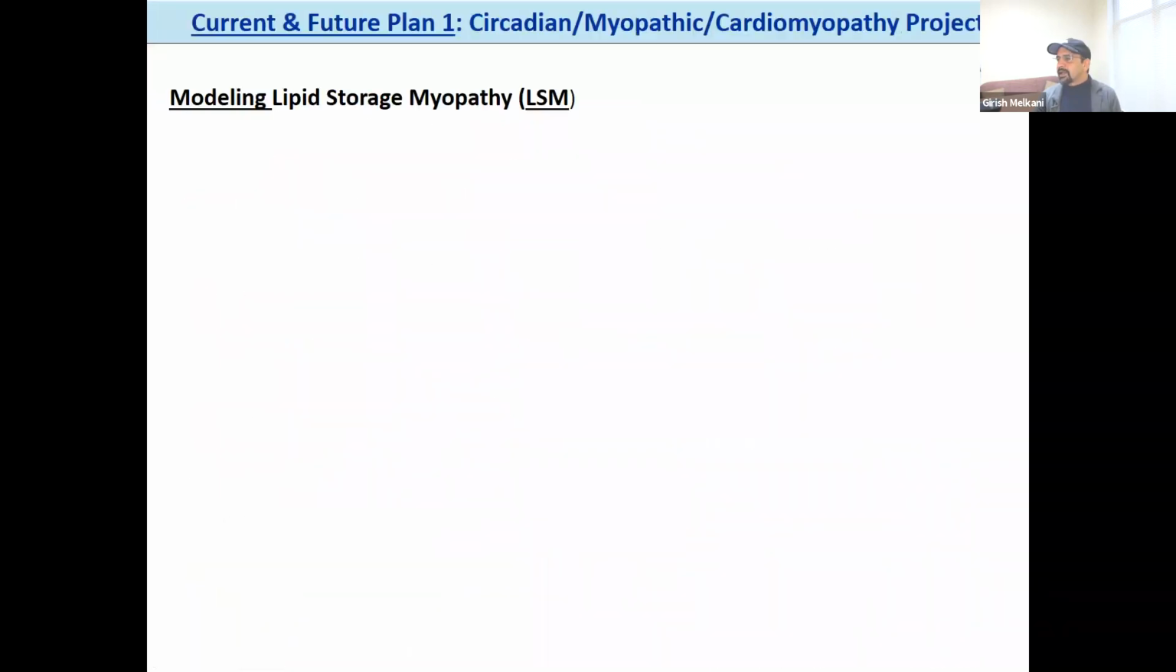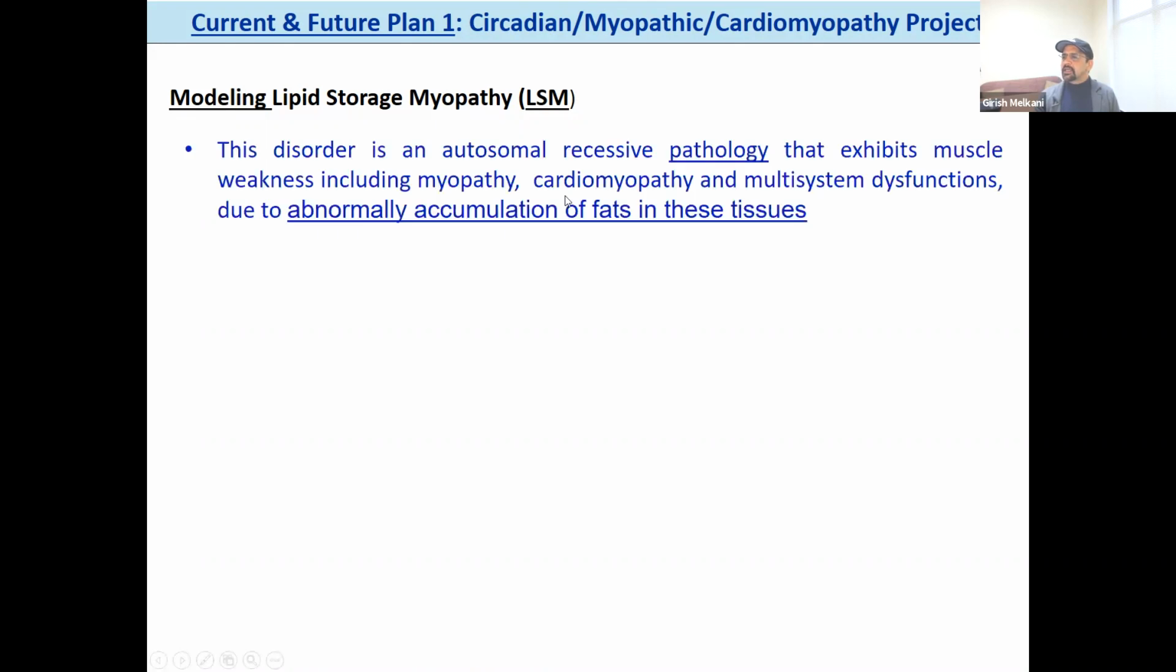So now you are thinking about what we are doing right now in the lab. What I have done so far is the role of time restricted feeding in an aging model, then a metabolic model like obesity, and now we are modeling a lipid storage myopathy. Okay, so what is this one?